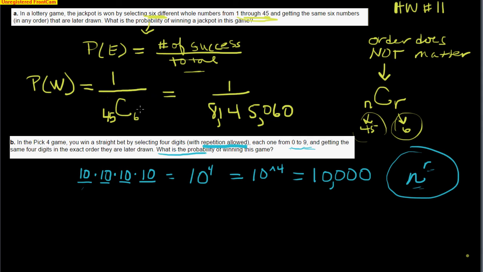So this is a probability question, and I made the mistake of not writing that first. But in this particular game, the probability of a win, again, is the same formula as up here. There's only one winning number out of a set of 10,000 possible choices.